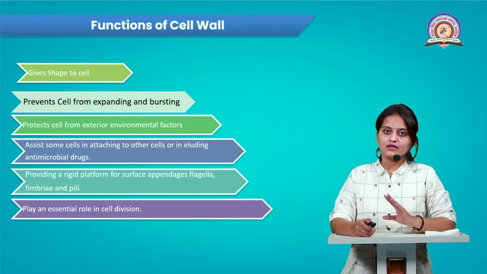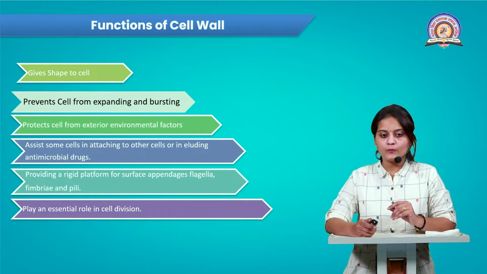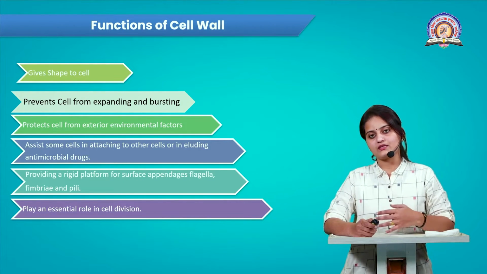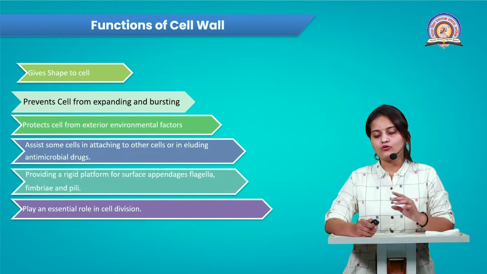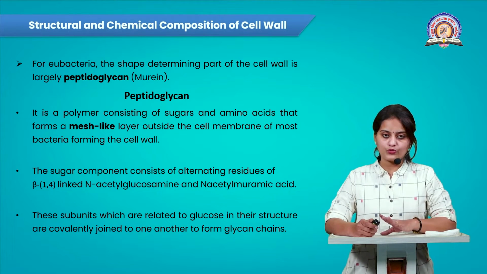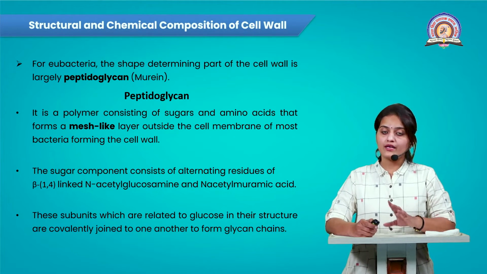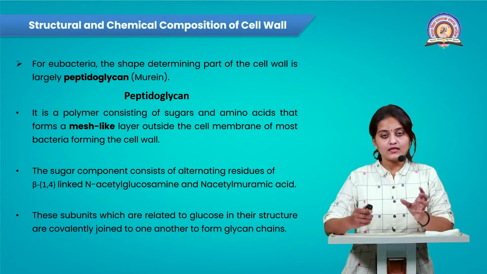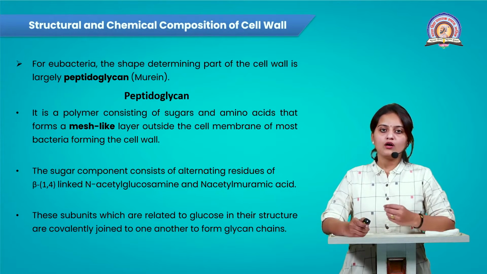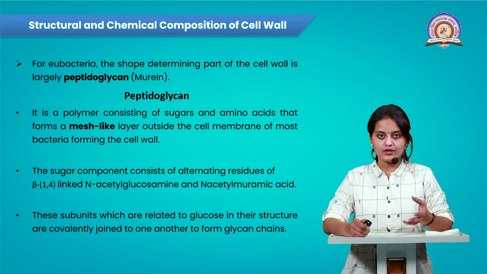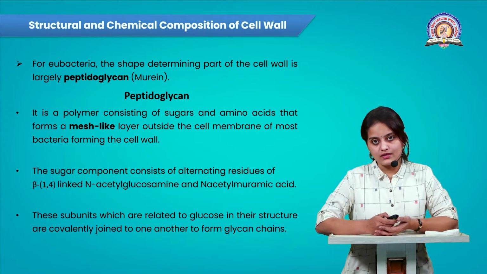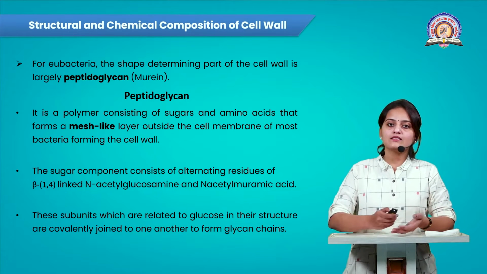It is also responsible for cell division. So when bacteria divide, when bacteria reproduce, at that time also the cell wall plays a very important role. So this is how the cell wall is very important. Now we will move towards a very important point, that is the structure as well as assembly of the cell wall. We have talked about the functions of the cell wall and how important it is, but we must know through which material the cell wall is made.